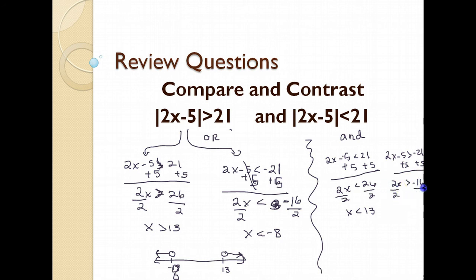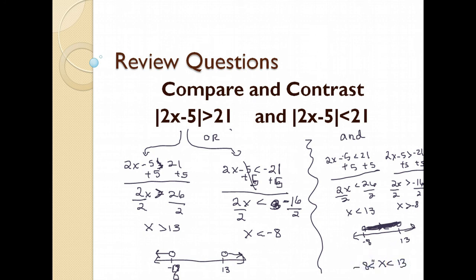Divide both sides by 2. X is greater than negative 8. Graphically, again, here's my negative 8. Here's my 13. Less than 13, strictly less than, so hold on 13. Greater than negative 8, they are coming towards each other. So this is the in-between symbol. X is between 13 and negative 8.